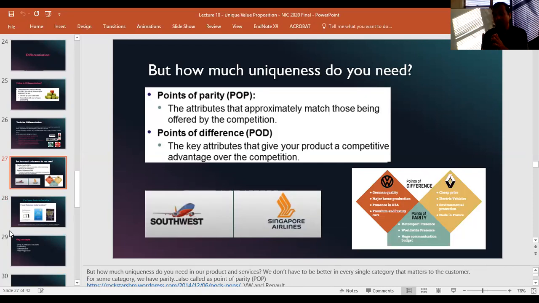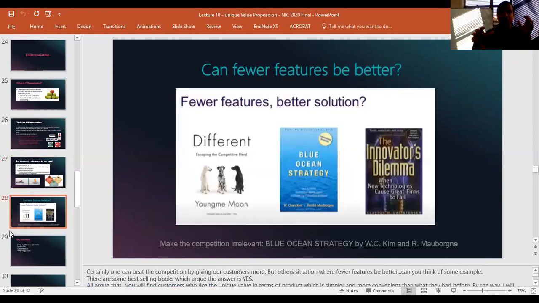But what if some firms don't have a large number of attributes which attract the customer? The question is, can fewer features be better? Certainly, one can beat the competition by giving our customer more and more. But in other situations where fewer features are better, can you think of some examples?